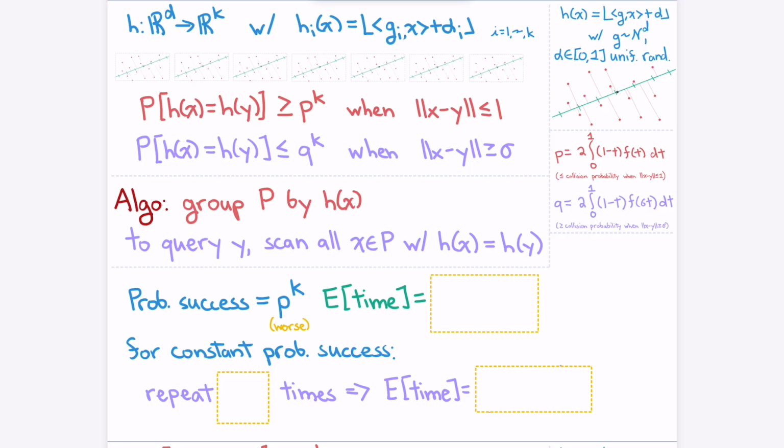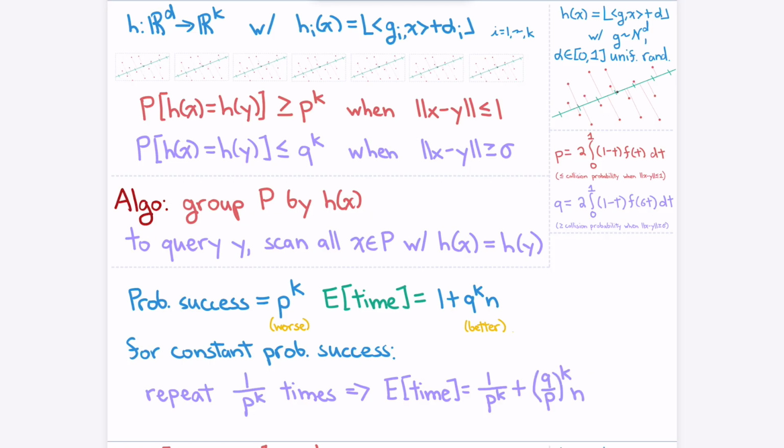And just one of these, with more hash bits, takes 1 plus q to the k times n time in expectation. So we're really driving down the false positives. Now I have to repeat in proportion to the success probability, so repeat 1 over p to the k times, and you get something like this. Just by repeating, we can start chipping away at this dominant term. At some point, p over q to the k starts to equal 1 over this term, and that's how we should set k.